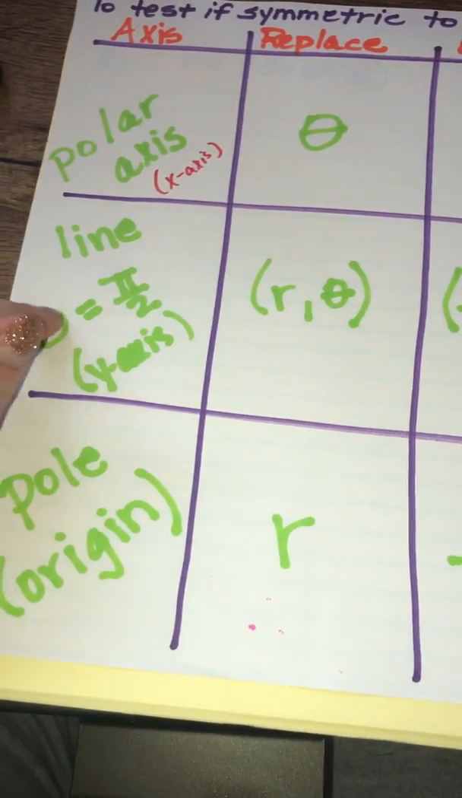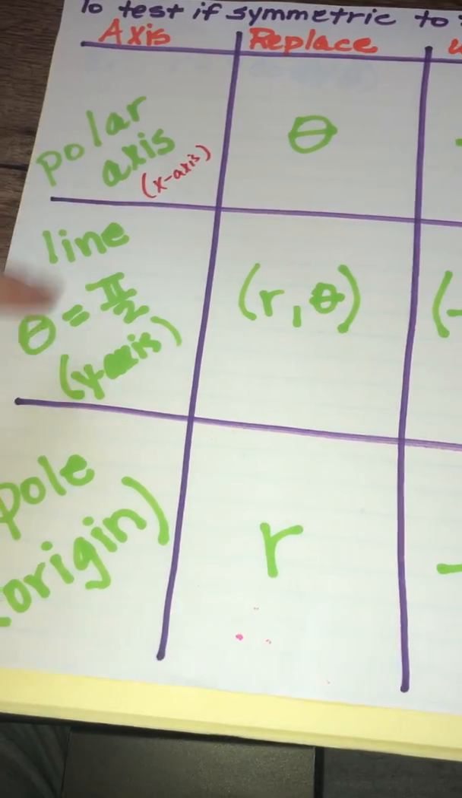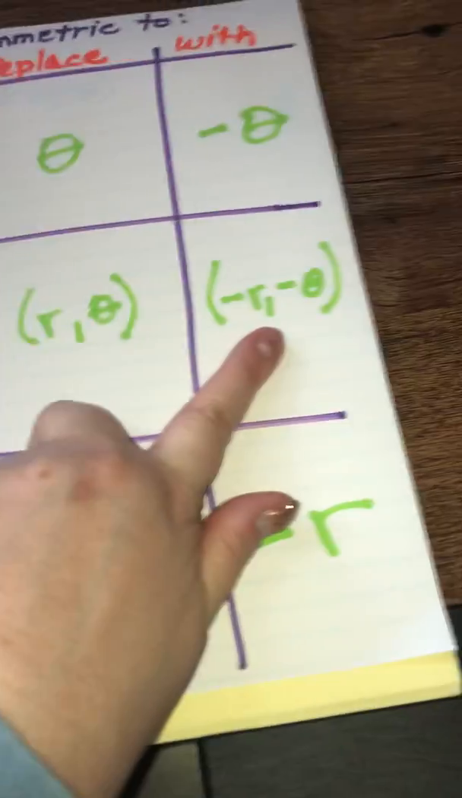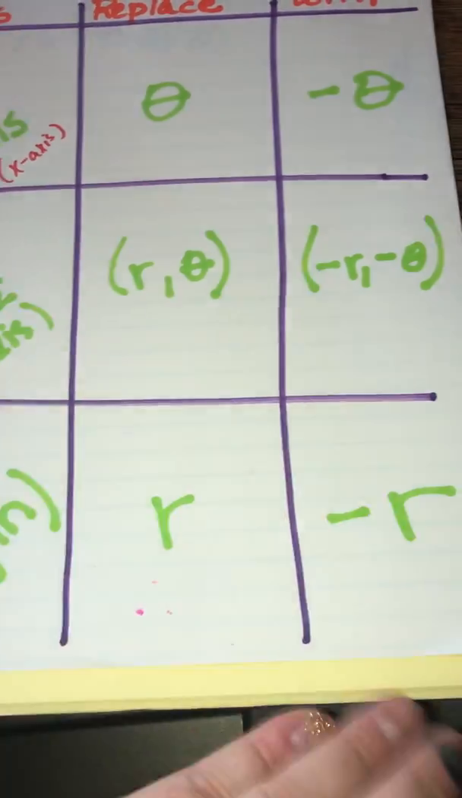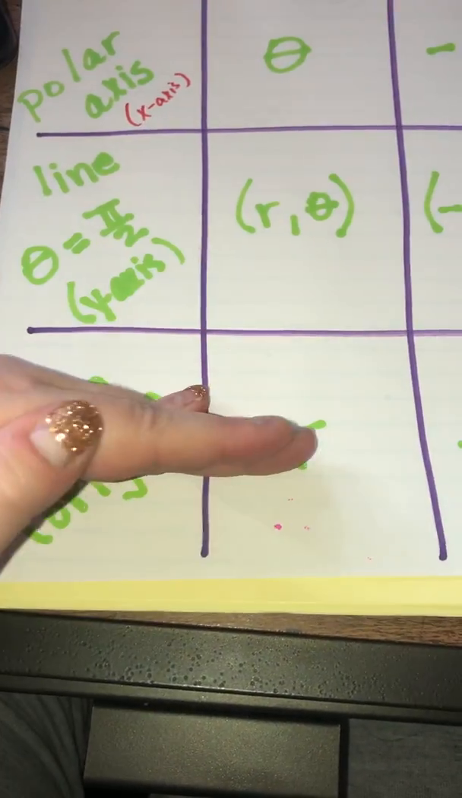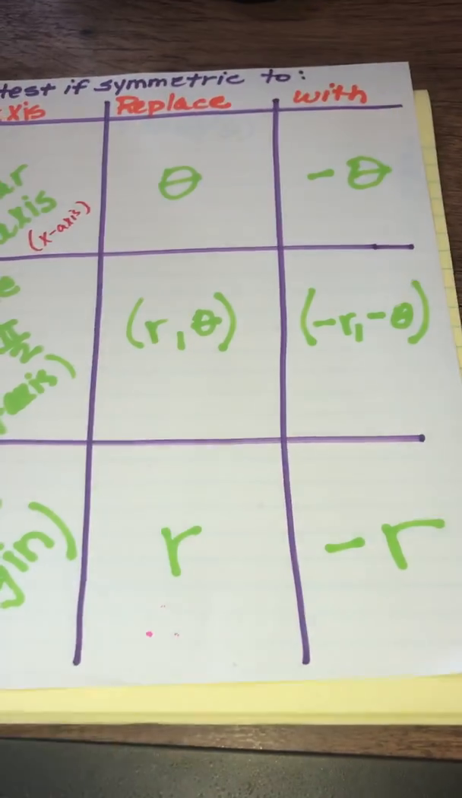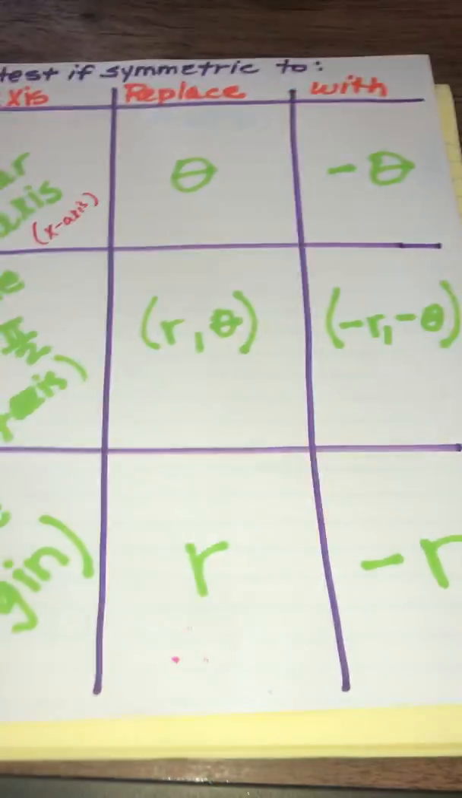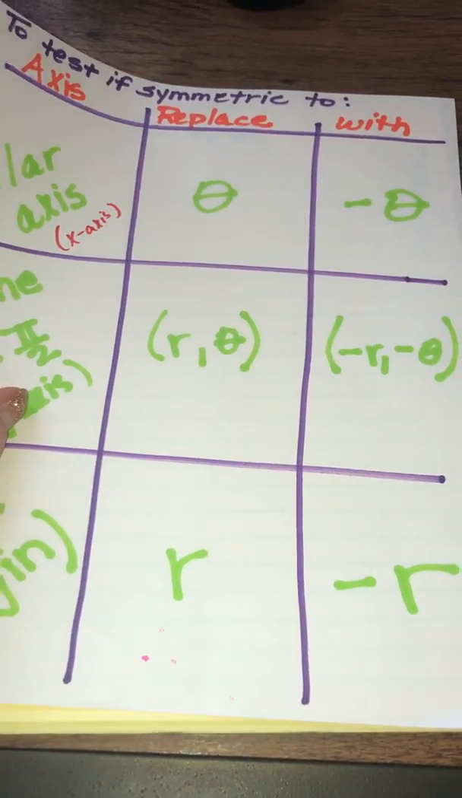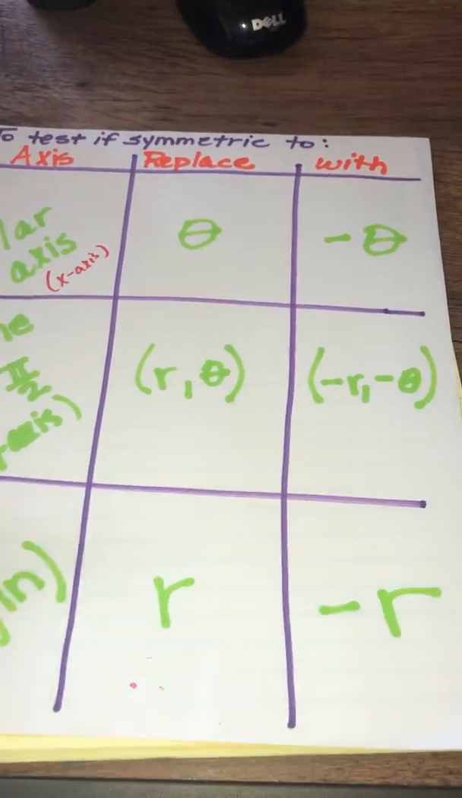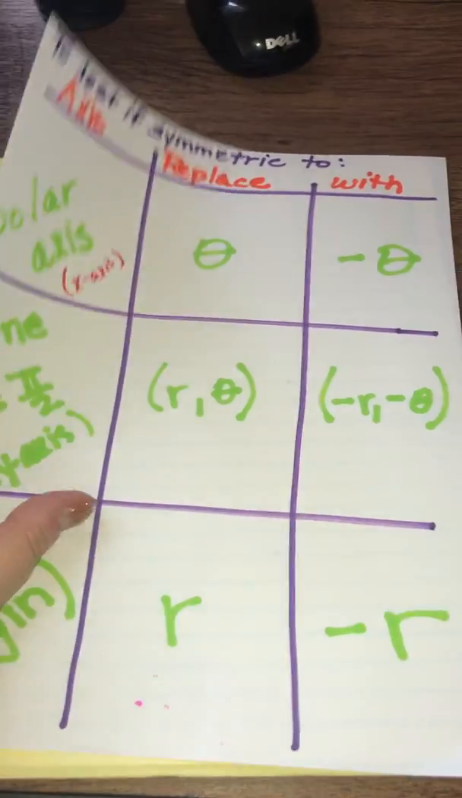If you want to test symmetry to theta equals pi over 2, then you replace r with negative r and theta with negative theta. If you want to see if it's symmetric to the origin or that diagonal, you replace r with negative r. And after you replace all these, if your ending equation is exactly like your beginning, that means it's symmetric. And for some reason on the homework, it never says yes. It either says no or maybe. So let's keep that in mind.